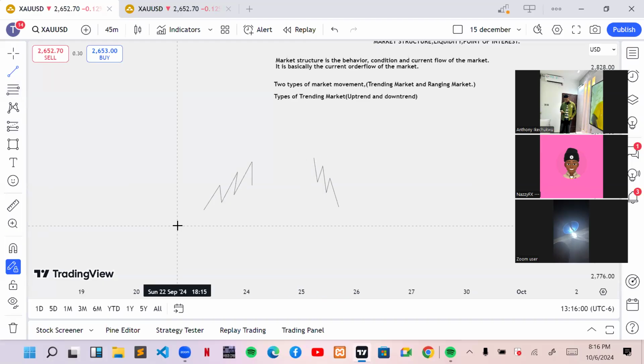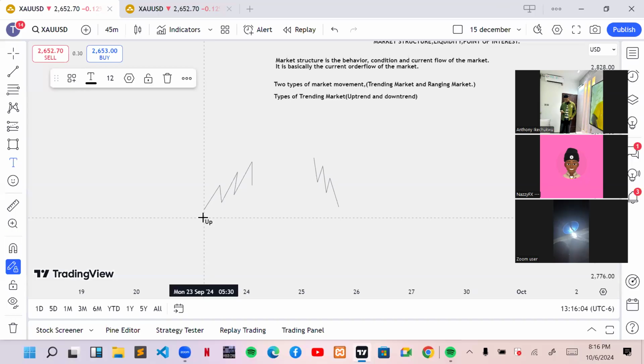So this is an uptrend right here, and this is a downtrend. An uptrend is when the market is making a series of higher highs and then higher lows. A downtrend is when the market is making a series of lower highs and then lower lows.